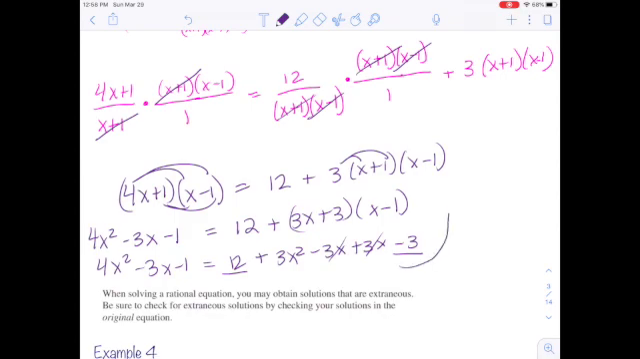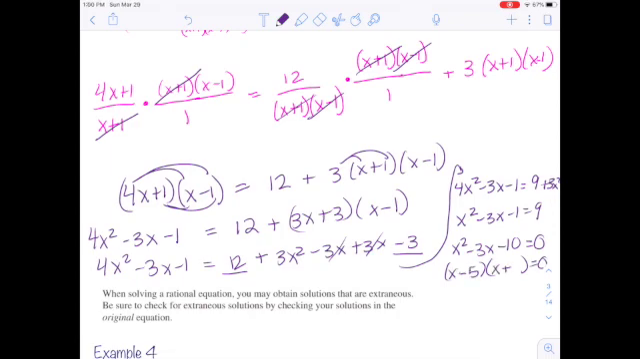My minus 3 will combine here, and I'm running out of room. So we have 4x squared minus 3x minus 1 is equal to 9 plus 3x squared. Keep solving, so subtract 3x squared and you get x squared minus 3x minus 1 is equal to 9, and keep going. We're going to have to solve by factoring. So x squared minus 3x minus 10 is equal to 0.